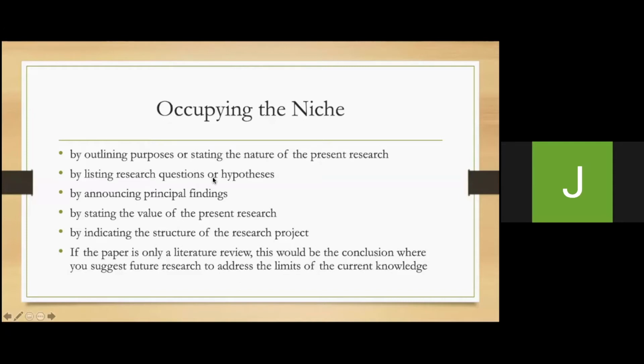of your present research, indicate the structure of the following research project, or if the paper is only a literature review, this would be the conclusion where you suggest further research to address the limits of the current knowledge. So here you would say that we need future studies that examine phenomena that weren't addressed in the current literature.